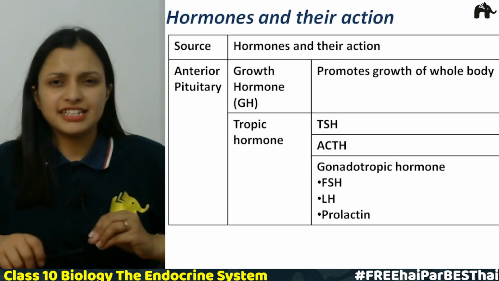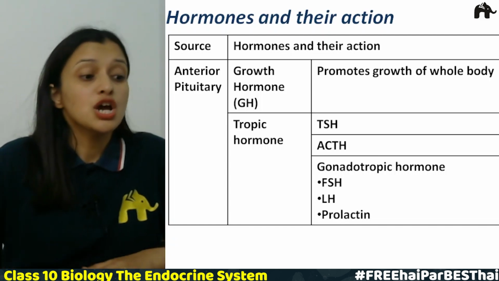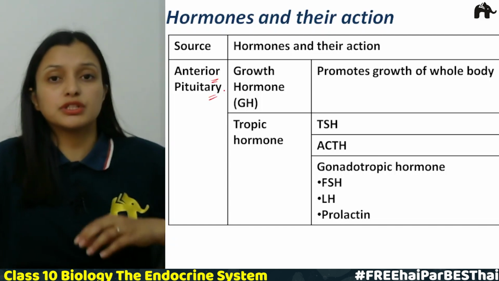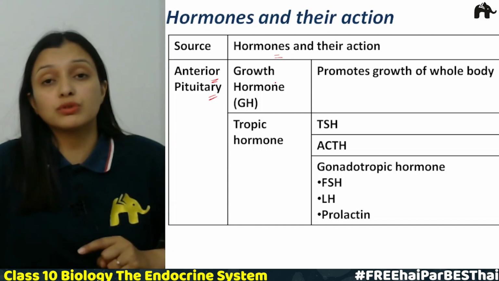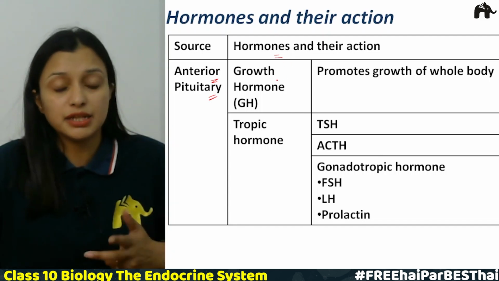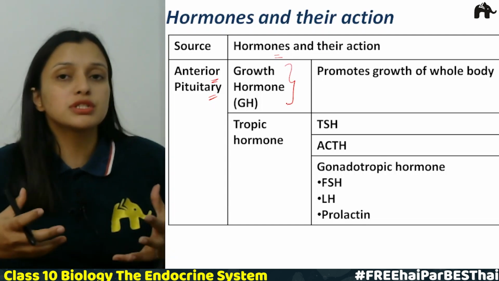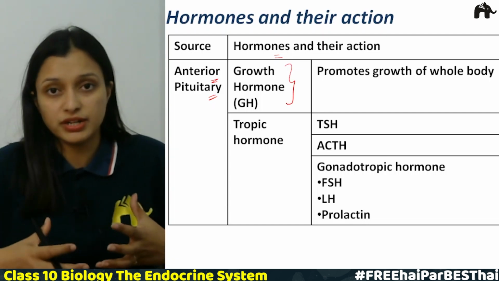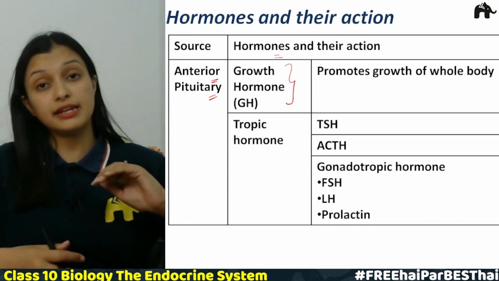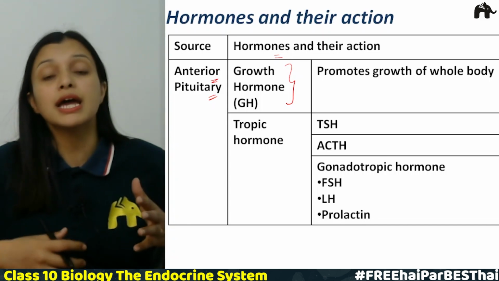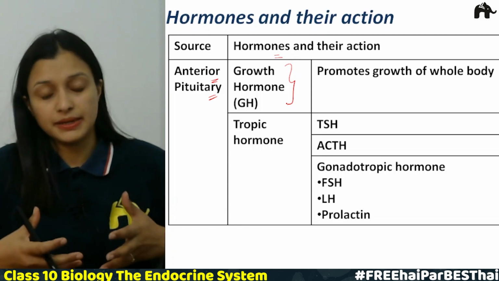So let us take a glance at the hormones secreted by the pituitary and their actions. First is the anterior pituitary. The first hormone secreted by the anterior pituitary is growth hormone. Growth hormone promotes the growth of the complete body, right? If there is a deficiency, it leads to dwarfism. If there is an excess of this hormone, it leads to gigantism or acromegaly, right?